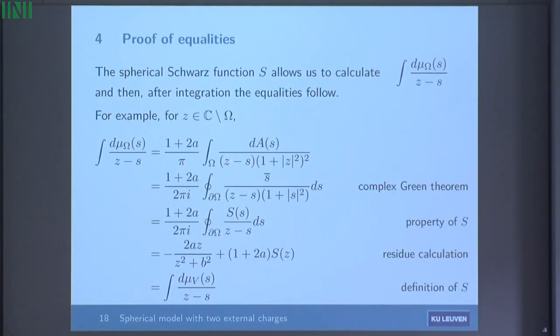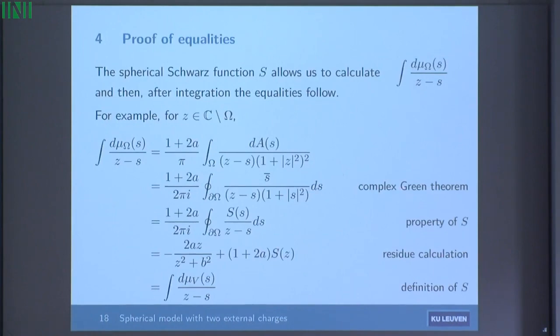And then let's suppose that z is in the exterior, right? If z is in the interior, you have to do a little more work. You have to isolate first a disk around z, and then do your Green theorem. But let's suppose z is in the exterior. So then we use the complex Green theorem, namely that we can turn this integral over the 2D domain into an integral over the boundary, over the ellipse. A contour integral involving S prime over 1 plus mod S squared.